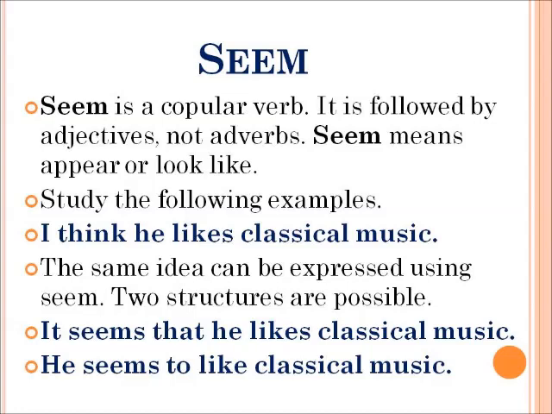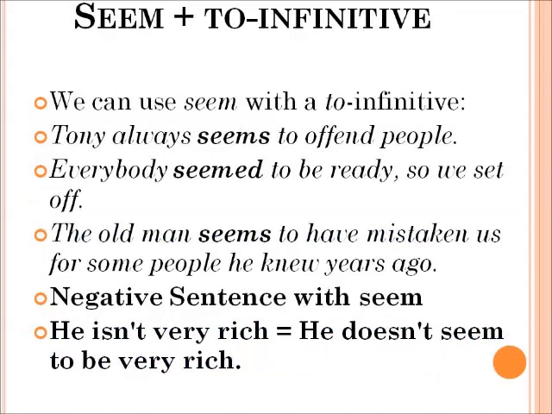So next, we are going to talk about what is mentioned in the textbook also, seem with to plus infinitive. We can use seem with to plus infinitive. For example, Tony always seems to offend people. Everybody seemed to be ready, so we set off. The old man seems to have mistaken us for some people he knew years ago.